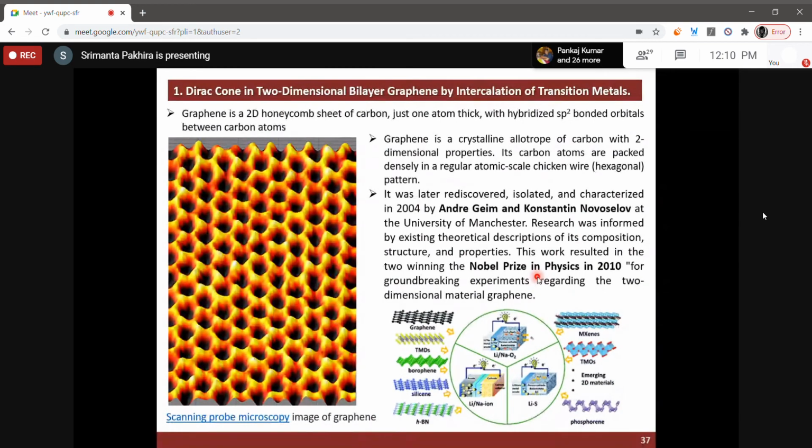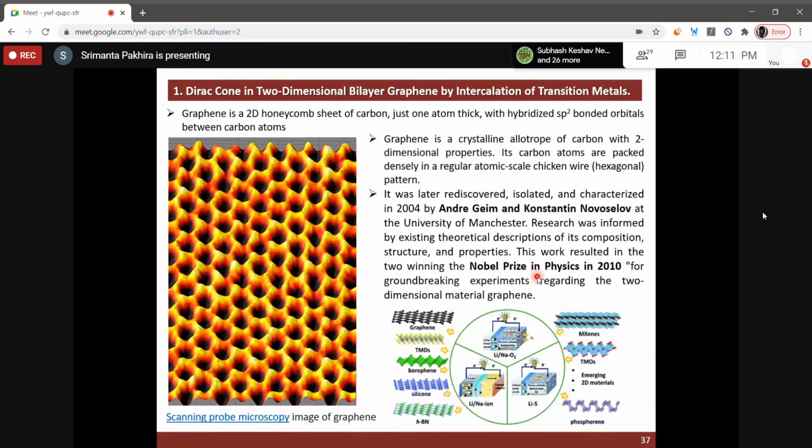If we ask, many people will say this is basically the scanning probe microscope image, like the graphene we observed in 2003 and 2004. Andre Geim and Konstantin Novoselov developed graphene at the University of Manchester in the Department of Physics. And it was theoretically described, its composition, structure, and property, at the same time.